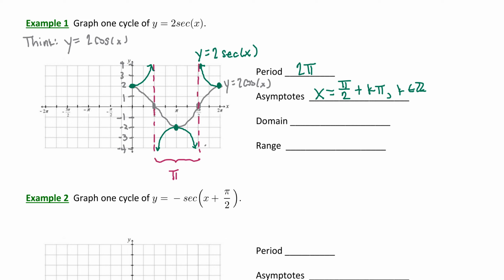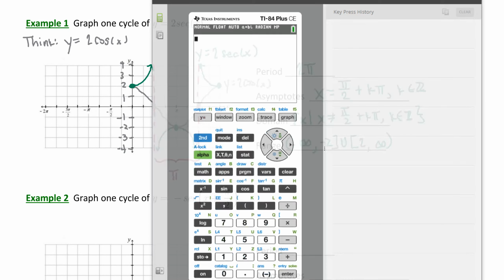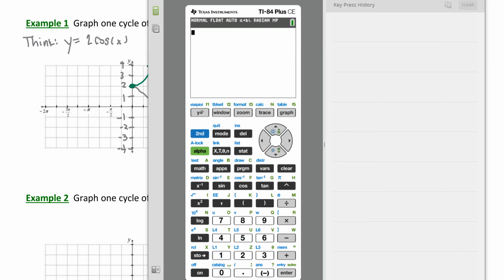The domain of secant then is the set of all x such that x cannot equal those asymptotes. At those asymptotic locations, secant is undefined. As for the range for this specific secant function, the lower half ranges from -infinity to -2. The union symbol in the middle of the intervals represents union, and then we're going to range from 2 to infinity for the upper half.